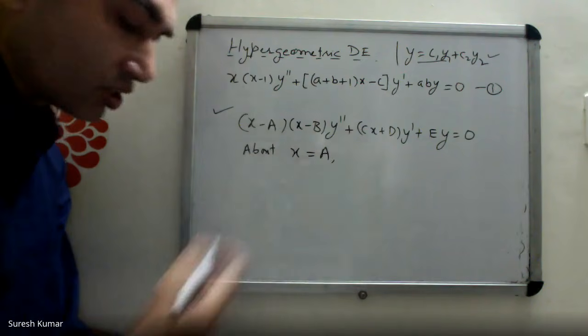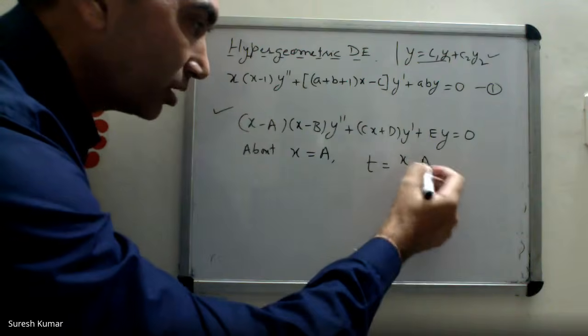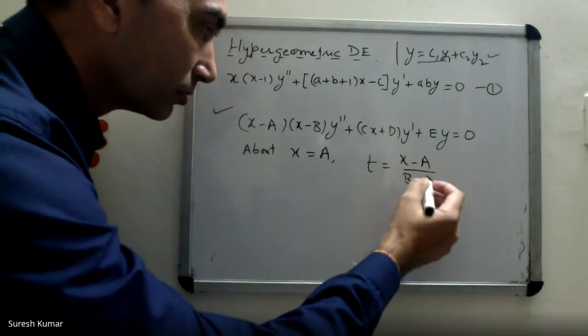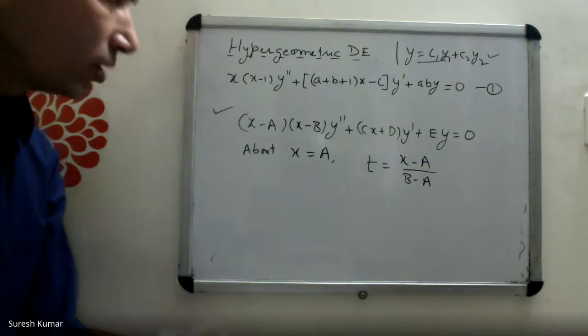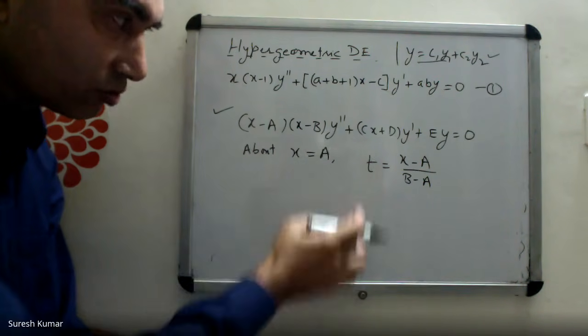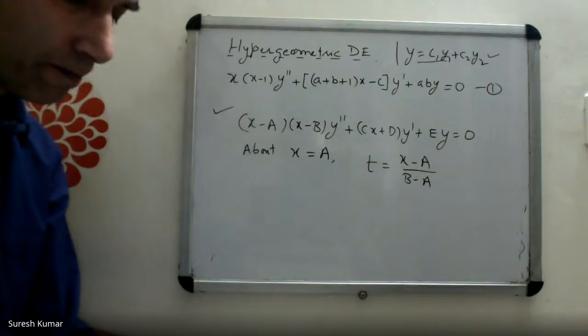Then use the transformation t equal to (x minus a) over (b minus a). It's very important, please note it. If you want a solution of this differential equation about x equal to a, use this transformation.